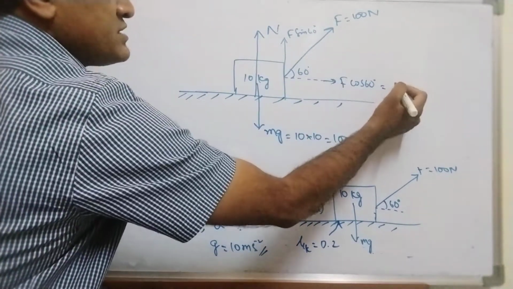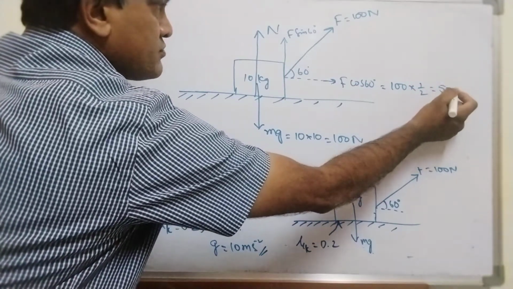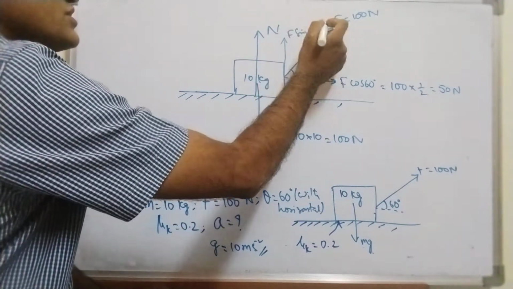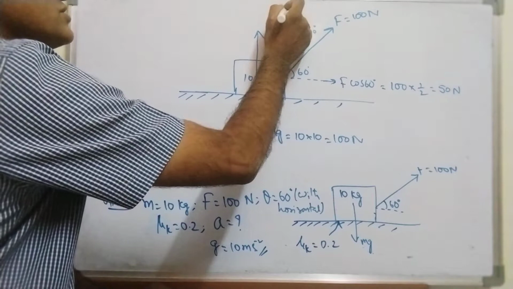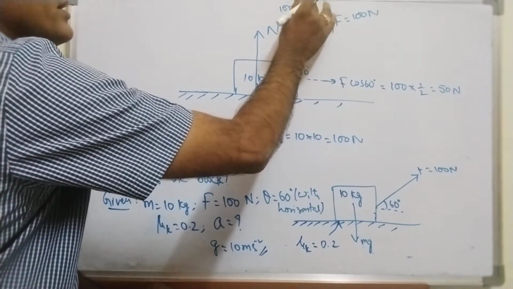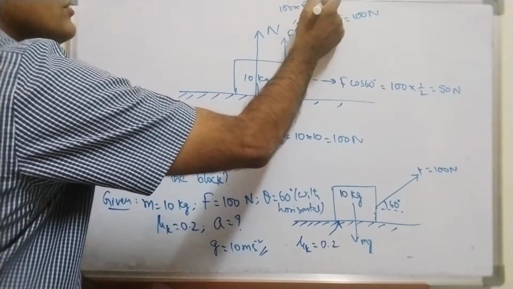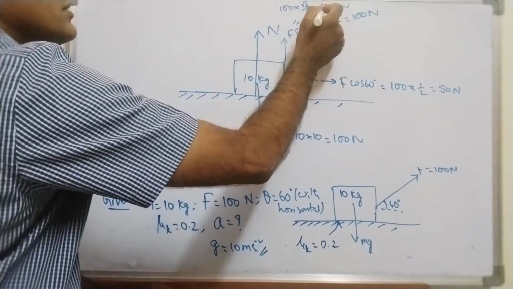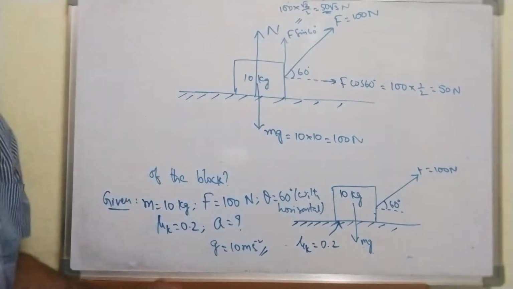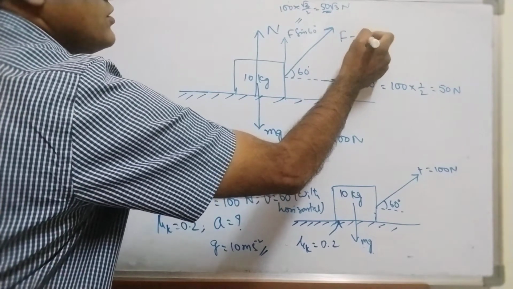F cos 60, F is given as 100. So 100 into cos 60, which is 1 by 2, comes out to be 50 Newton. And F sin 60, 100 into sin 60, which is root 3 by 2, comes out to be 50 root 3 Newton. This is the value of F sin 60, where F is equal to 100 Newton.